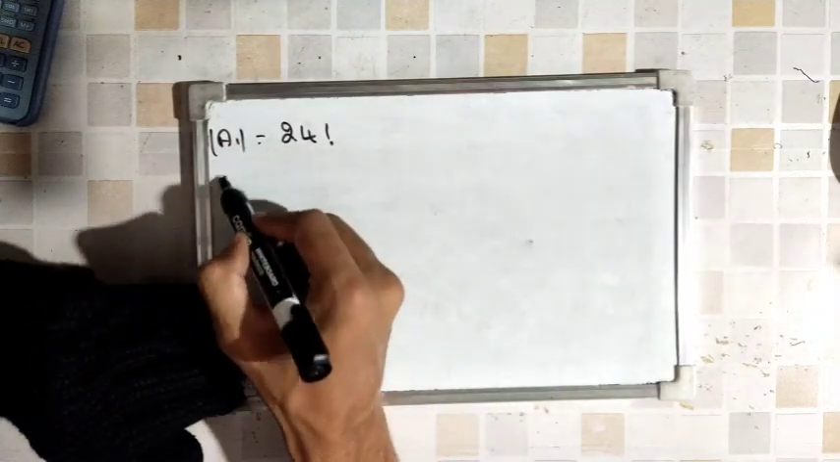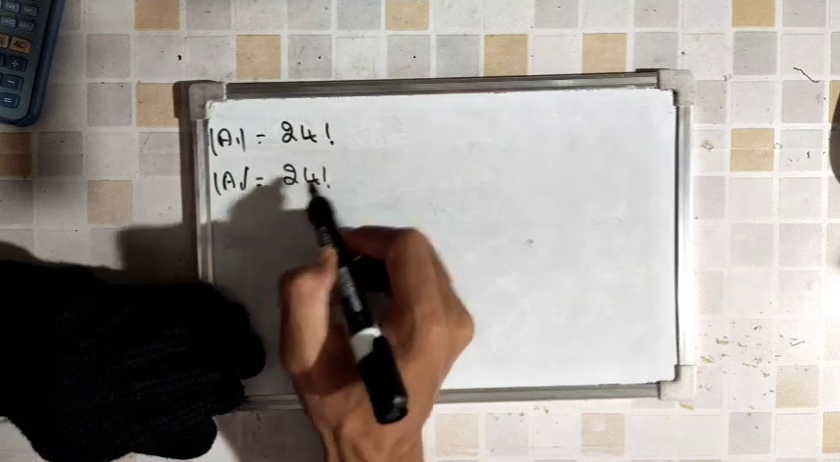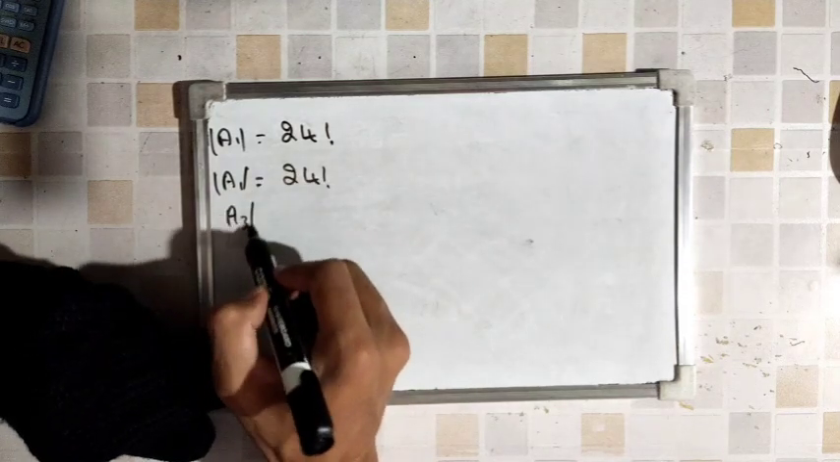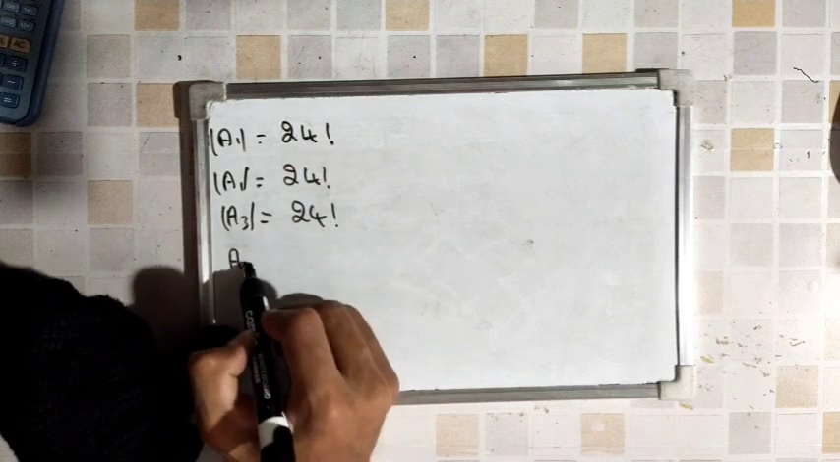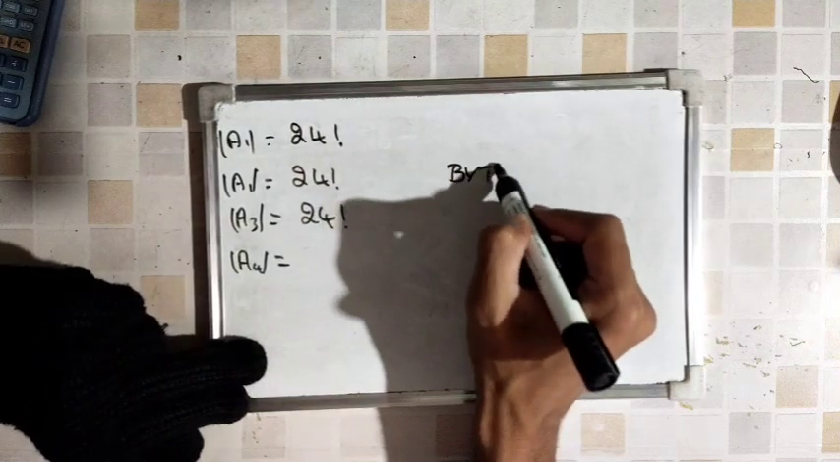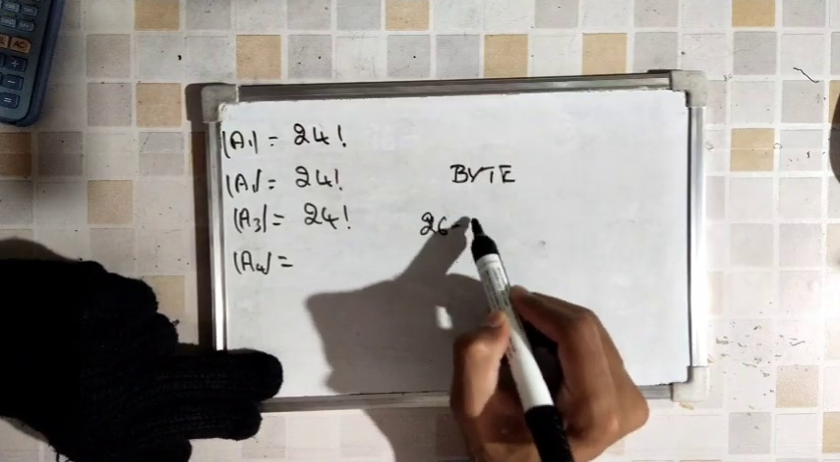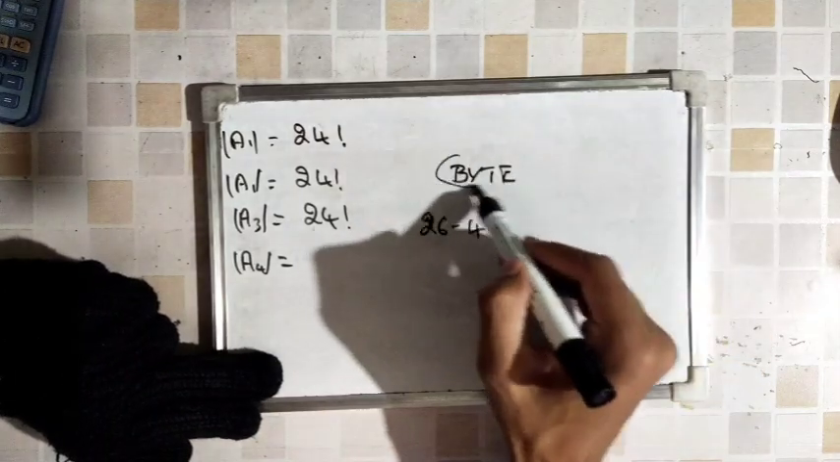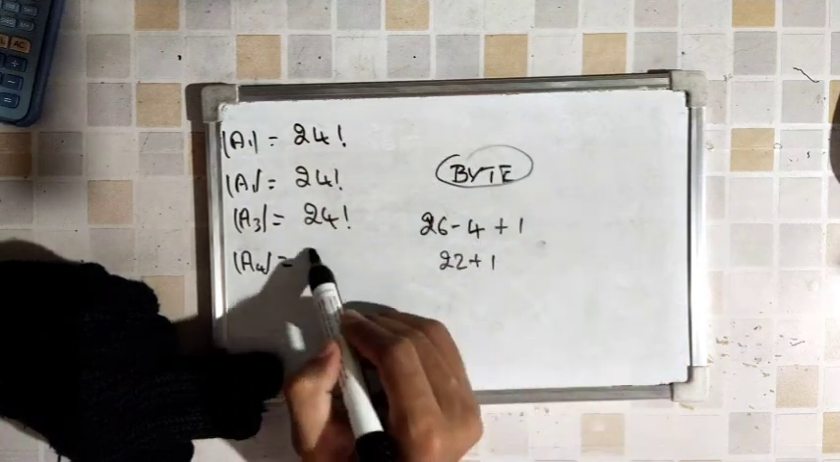Similarly, A2 like this I will take, that is DOG, that will also be the same 24 factorial, and A3 is PUN, that is also 24 factorial, same. Then A4 is BYTE, so that will be 26 minus 4 letters. This thing is one letter, so plus one letter, so 22 plus 1, that is 23 factorial.